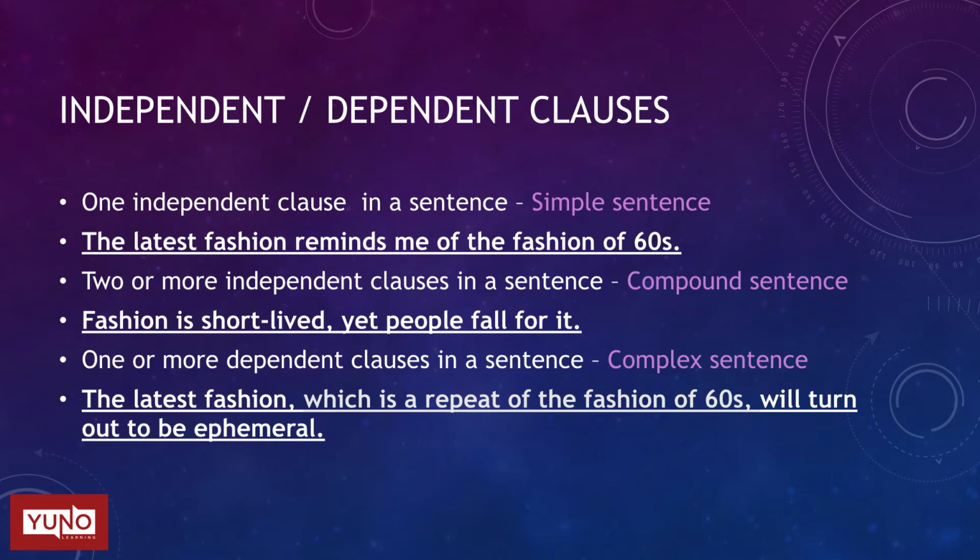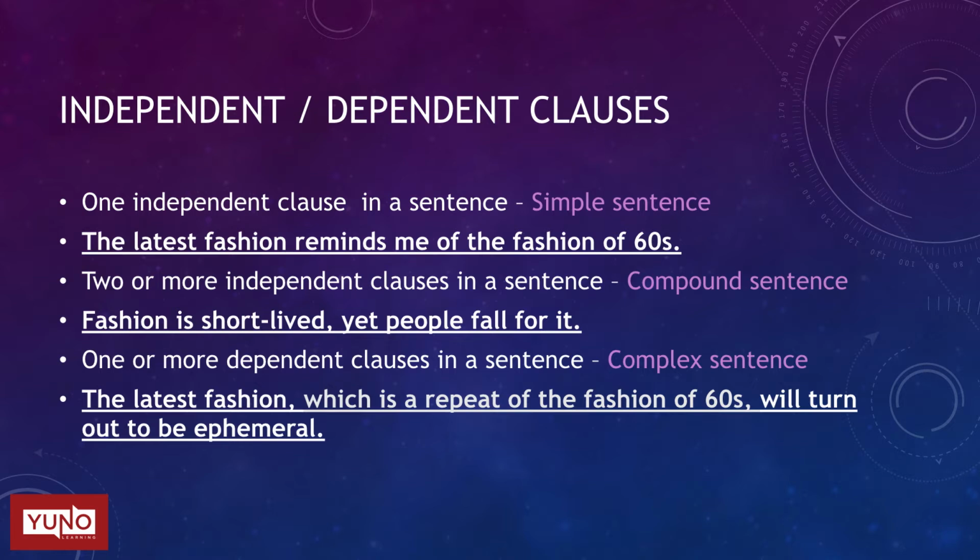They're independent. Fashion is short-lived, one independent clause. It can be one complete sentence: fashion is short-lived. People fall for fashion can be another complete sentence. So these are two independent clauses. Now we can connect them by using the coordinating conjunction yet.